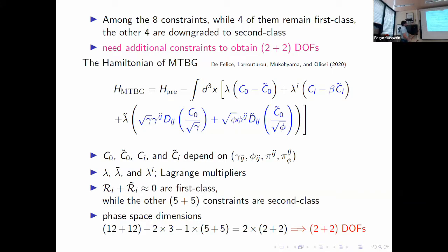8 plus 5 components, then we again compute the Poisson bracket. We find that only this particular combination of the momentum constraints are first class, while all the other constraints become second class. If we count the phase space dimension, we have a totally 8 dimensional phase space. Namely, we have 2 plus 2 degrees of freedom. Now we get the desired number of degrees of freedom.